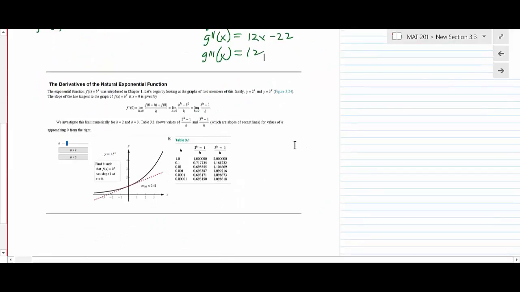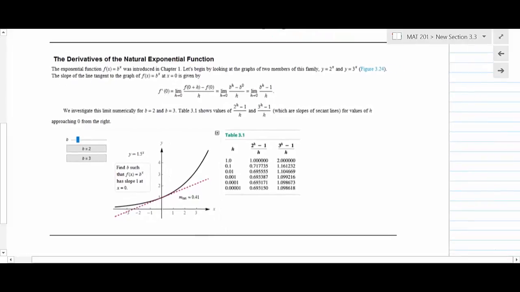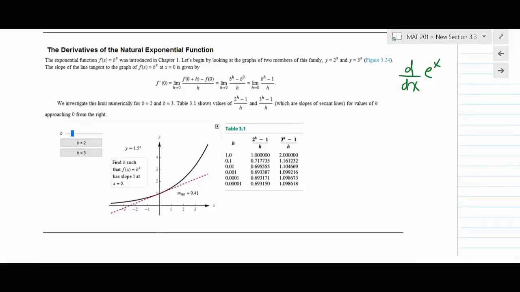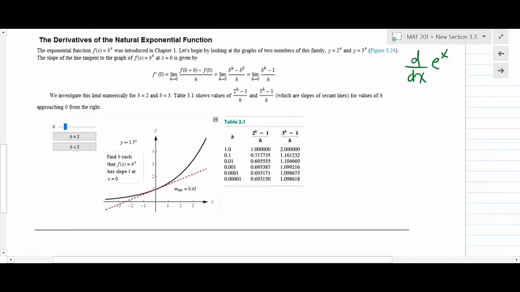Okay, next thing I'm going to talk you through here is this idea. What we're going to try to do is develop a formula for the derivative of e to the x. I'm going to explain where this one comes from. One of the ways to help a student see this is to look at the difference quotient. Anytime you're developing a derivative formula, you've got to go back to that definition of a derivative.